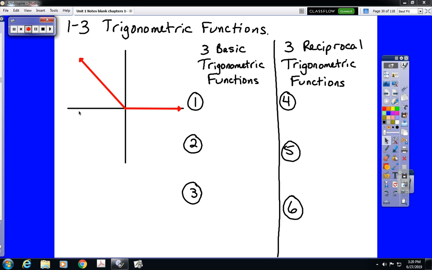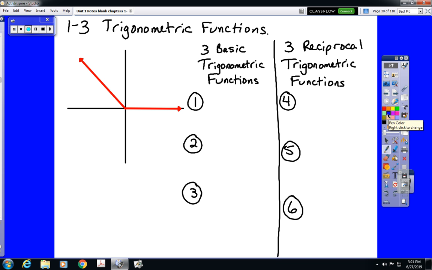Alright, here we go. This is the first video for section 3, chapter 1 in your trig book, which is over the trigonometric functions. There are a total of 6 trigonometric functions that you should have learned by this point somewhere along the way, either in Algebra 1, Algebra 2, or Geometry. So we're going to make a slight adaptation.